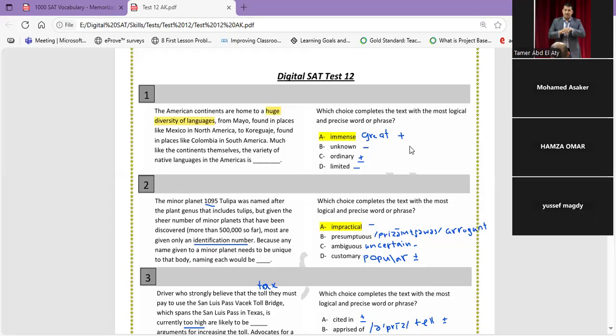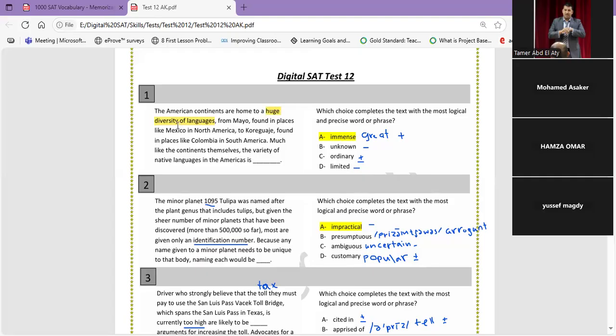The first question here is asking about vocabulary. So we have to look at the connotation to find whether the word carries positive connotation, negative connotation, or neutral. So immense means great, so positive. Non-negative, ordinary, neutral. Limited, negative. So here we cannot use the odd one out. So what we're gonna do, we have to go to the other part. We have to use the context clue.